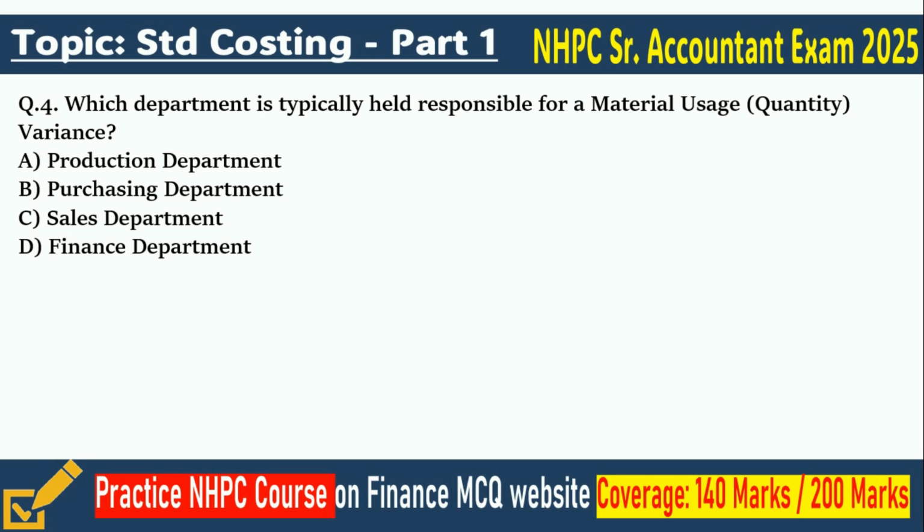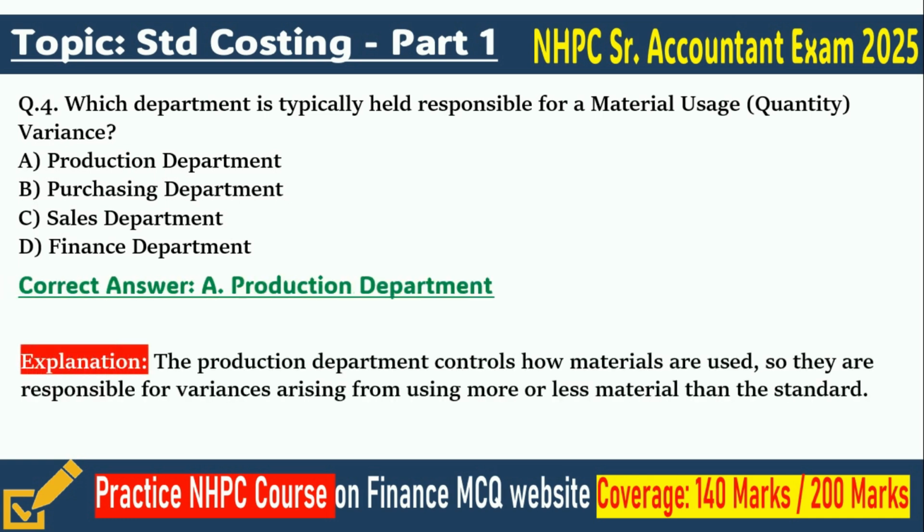Moving on, which department is typically held responsible for a material usage or quantity variance? Option A, production department. Option B, purchasing department. Option C, sales department. Option D, finance department. So, what should be the correct answer here, friends? It has to be option A, production department. So friends, the production department controls how materials are used, so they are responsible for variances arising from using more or less material than the standard.